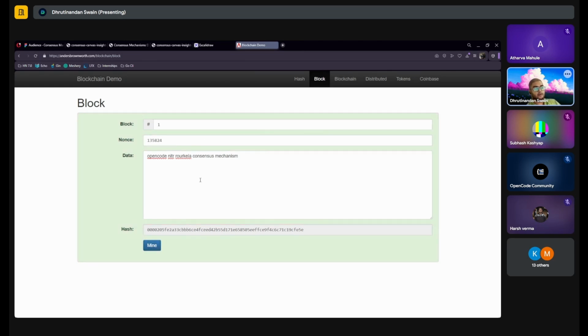As you can see, for the new data, the previous nonce value changed and we got a new hash. Let me do it once more. Just see the hash value 135824. Let me change this as well, 123, session 2. Mine.